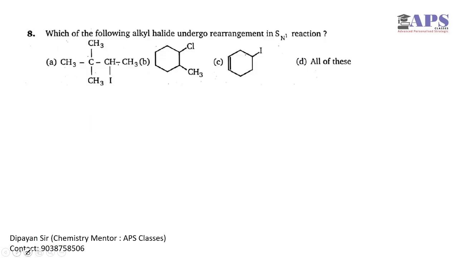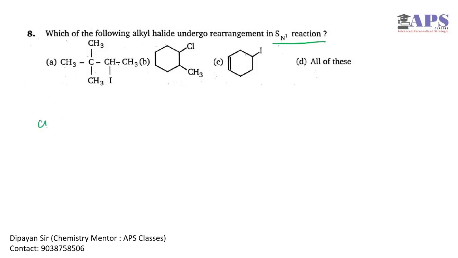Okay. So the next question is question number 8. Which of the following alkyl halide undergo rearrangement in SN1 reaction? So first we have to form the carbocation in each case, and we have to predict whether it's going to undergo some rearrangement or not if it performs SN1 reaction. So, rearrangement is the cause, because in SN1 reaction carbocation can achieve more stability by rearrangement or ring expansion.